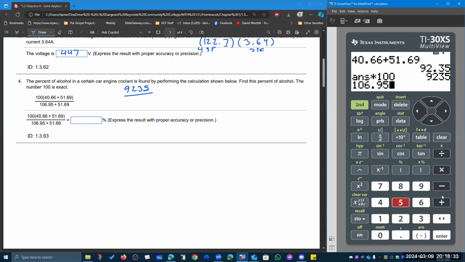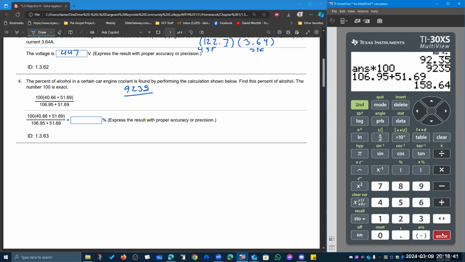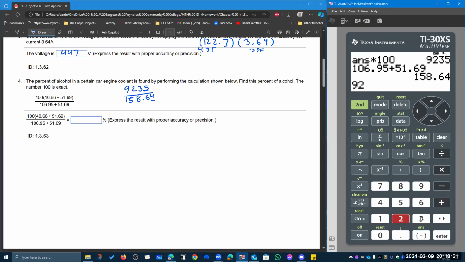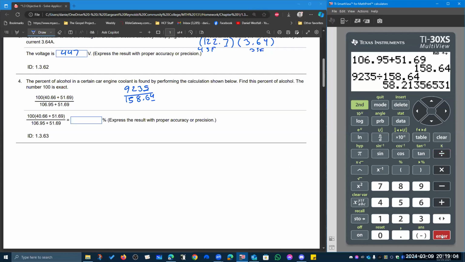And then 106.95 plus 51.69 is 158.64, that's to there, and then 9235 divided by 158.64. We're going to have 4 significant digits. Here is going to be 58.21%.